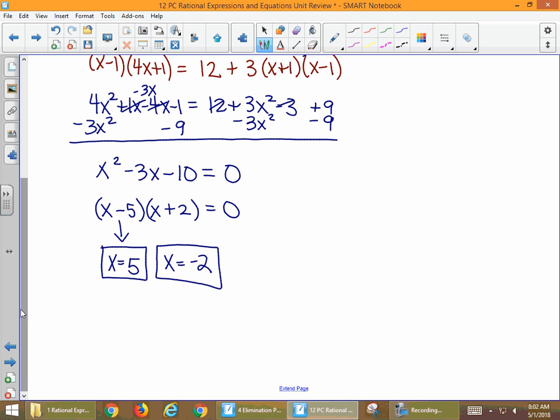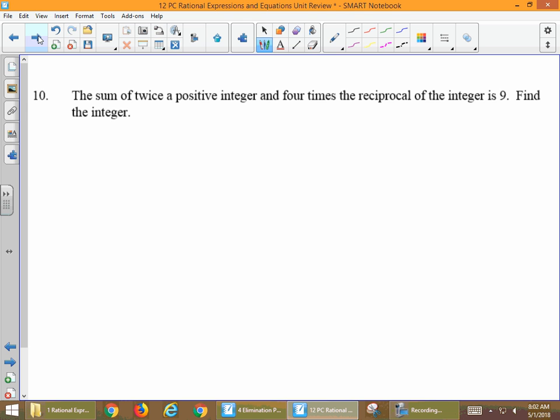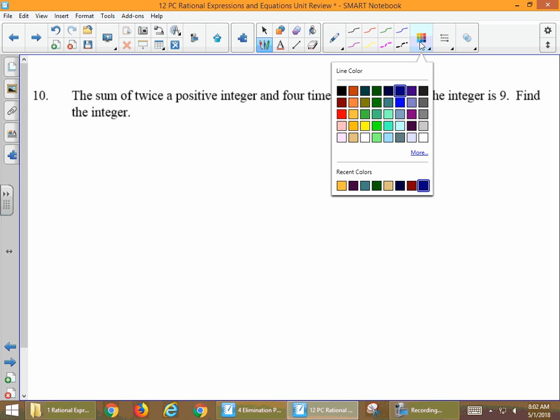Two lovely solutions. All right, let's solve one more equation on this video. Number 10 is a word problem, which I like. I know you don't love them, but that's okay. We'll work through it together. The sum of twice a positive integer and 4 times the reciprocal of the integer is 9. Find the integer. Remember, integers are whole numbers and they're opposites.